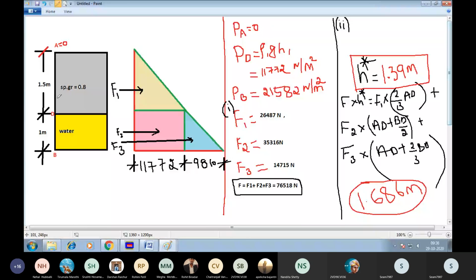Okay. So here there is a term resultant for total force, which is taken as F, and the distance of this F is 1.39 meter. So where you are going to mark the point?